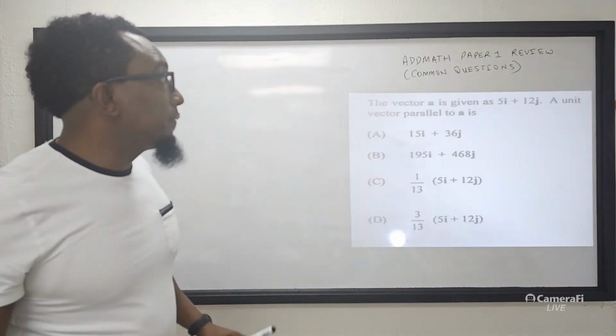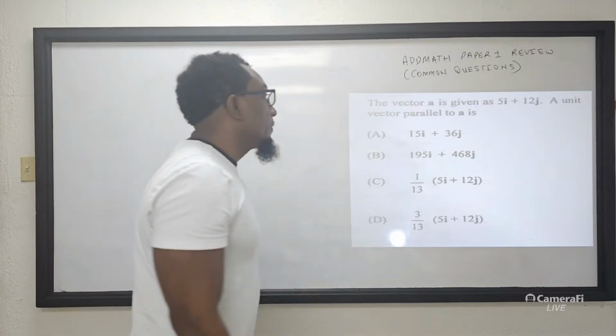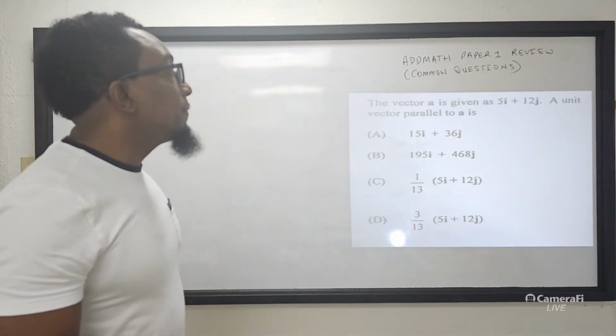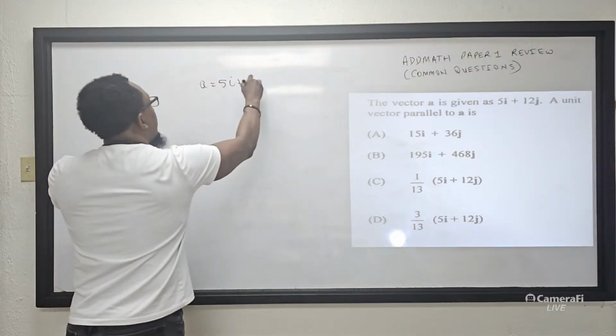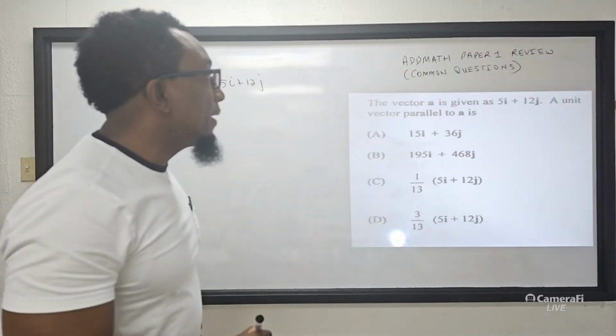So very, very straightforward question. Right, this is another common question with vectors. So let's hope that we see all these questions tomorrow. We'll be smiling. A vector A is given as 5i plus 12j. The unit vector parallel to A is what?